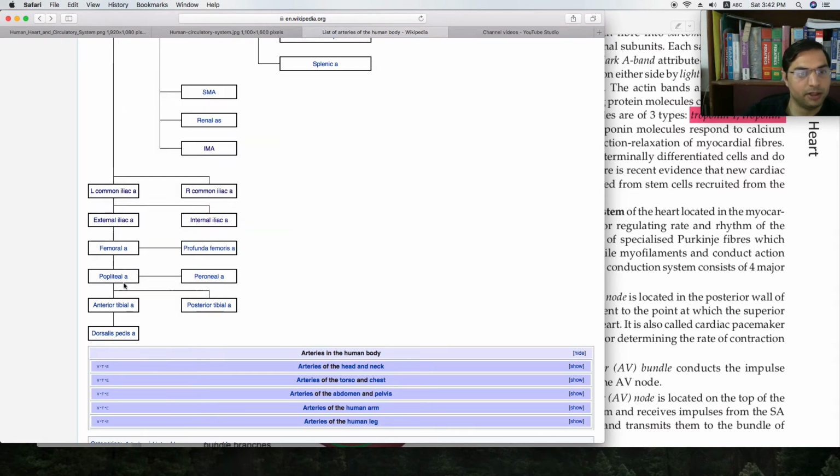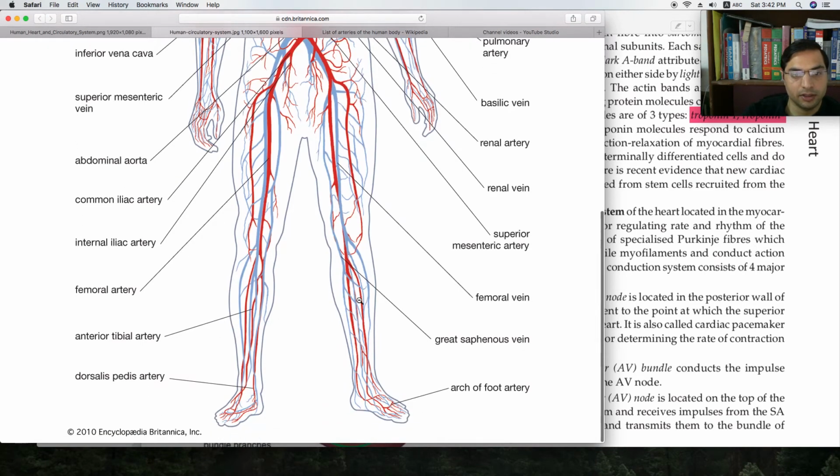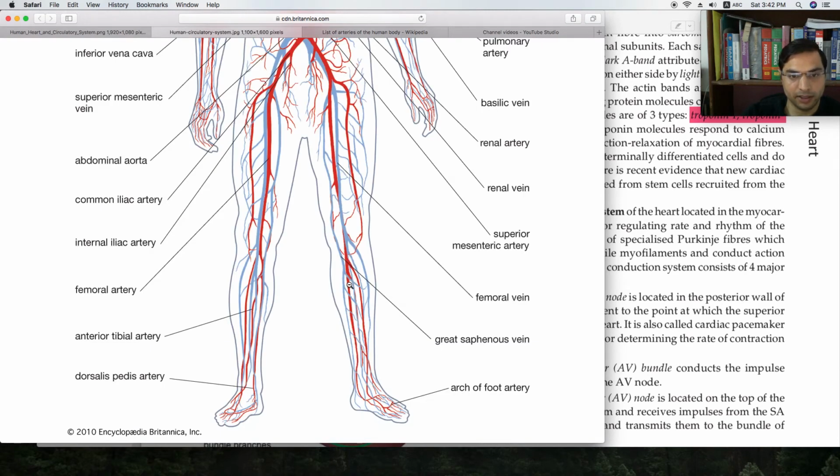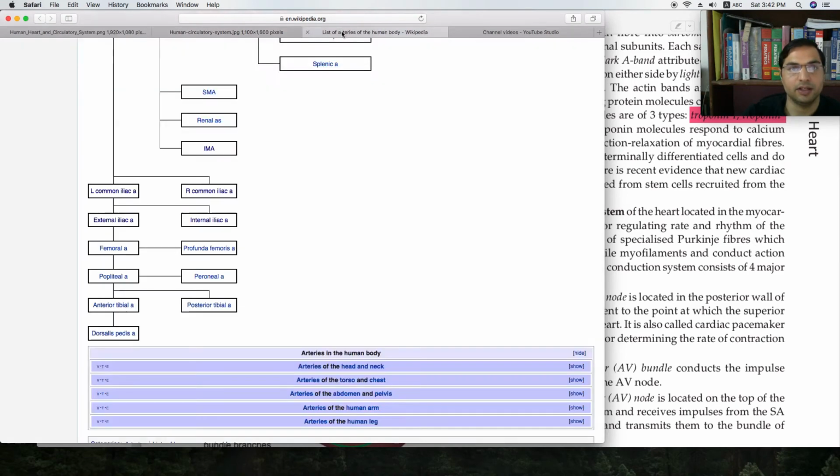The popliteal artery gives two branches. One is the anterior tibial artery and the other one is the posterior tibial artery. This anterior tibial artery is at the front, right. The popliteal artery is coming down. Now at the level of the ankle, it gives one at the back side, one at the posterior side. The posterior side is called the posterior tibial artery, and at the anterior side it is called the anterior tibial artery, right.